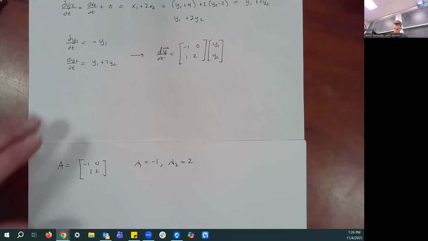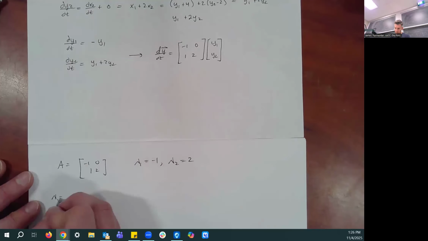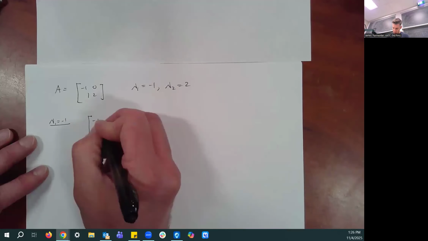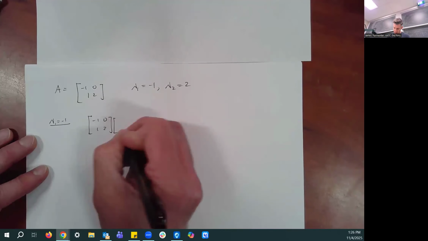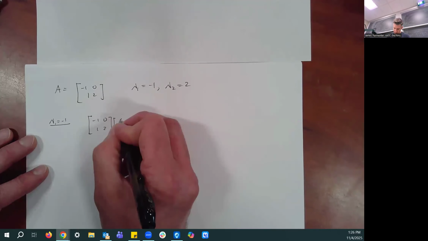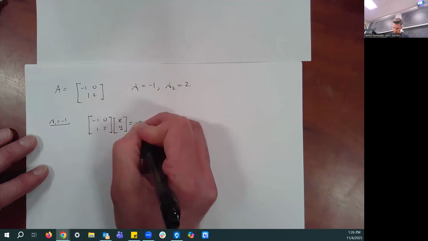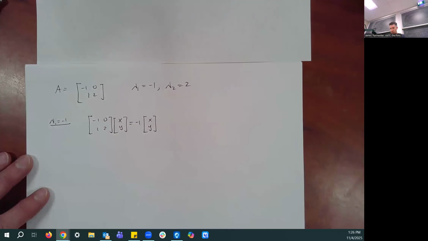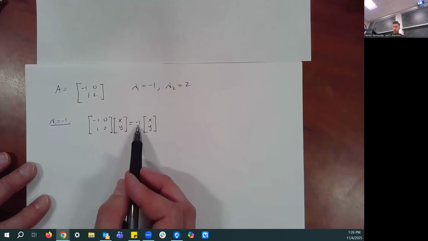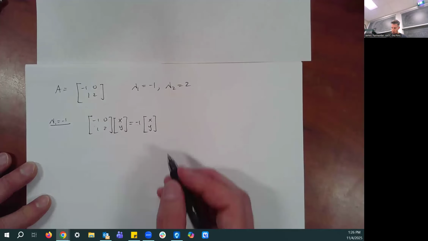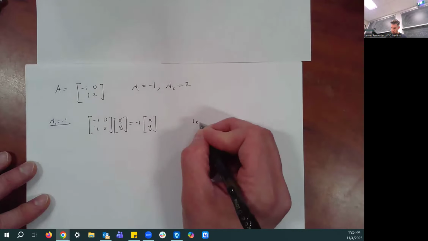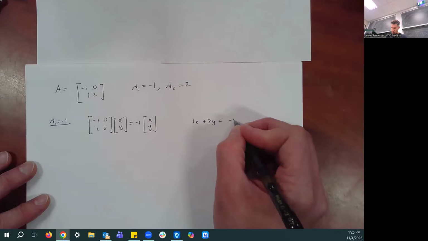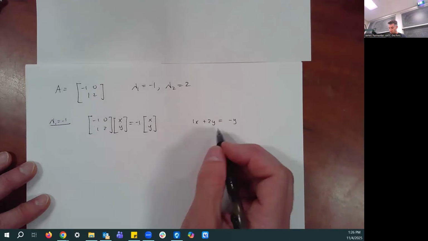Let's find the eigenvectors. For lambda 1 equal to negative 1, we have the matrix negative 1, 0, 1, 2 times the vector we're looking for equal to negative 1 times the vector we're looking for. The first equation does not help us. Negative 1 times x1 equal to negative 1 times x1 is no help. So we use the second equation and we get 1 times x plus 2 times y equal to negative 1 times y. And then subtracting 2y from both sides.